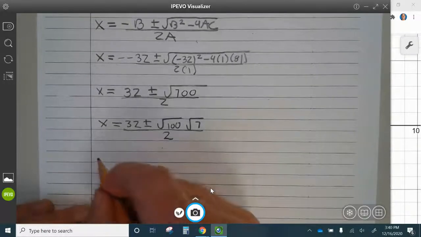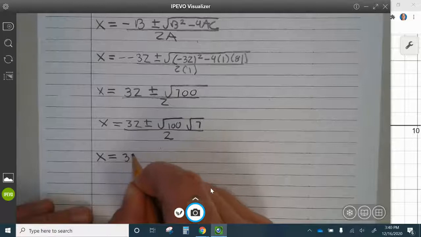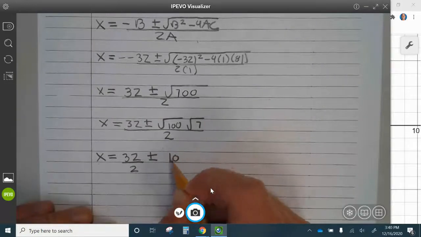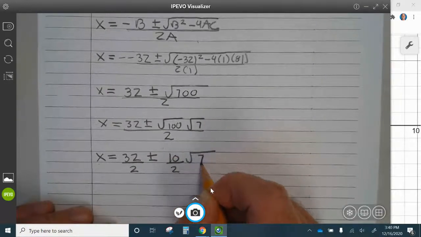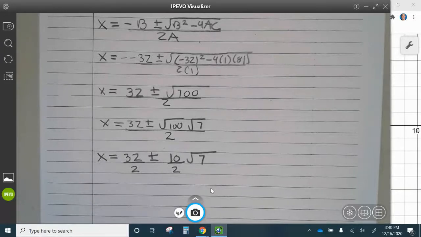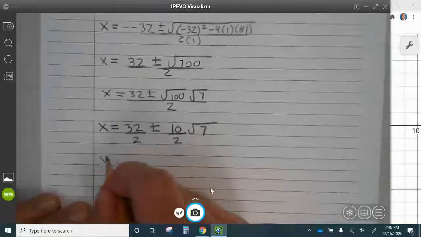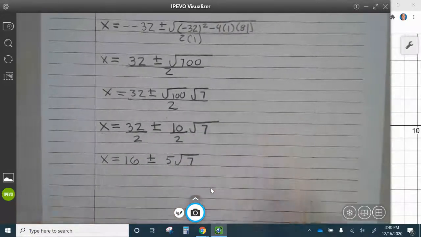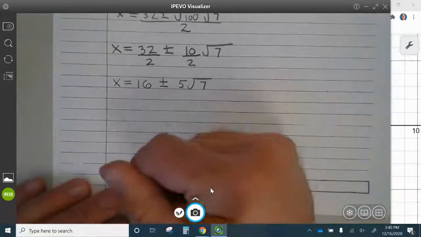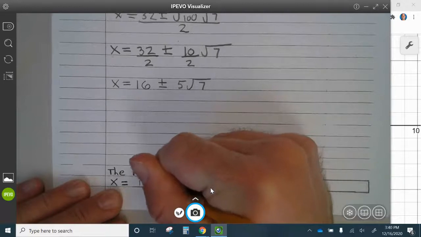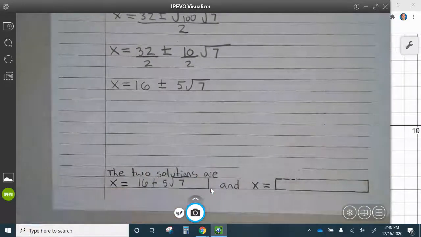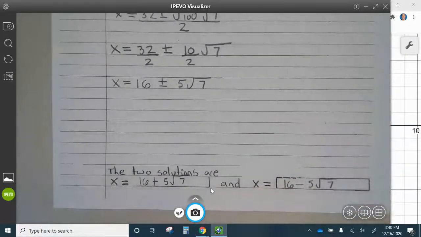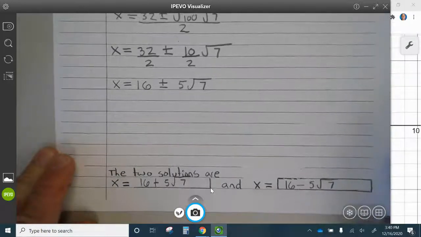Okay, so then x equals 32 divided by 2 plus or minus square root of 100 is 10 divided by 2 times the square root of 7. Okay, so then x equals 16 plus or minus 5 square roots of 7. Okay, the solutions are 16 plus 5 square roots of 7 and x equals 16 minus 5 square roots of 7. Okay, let's look at the next question.